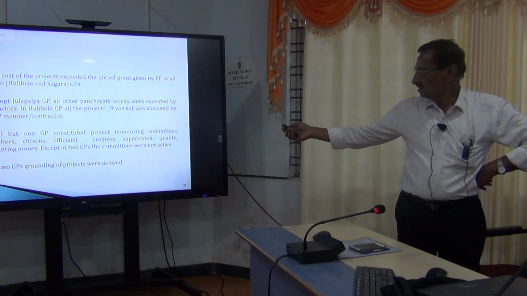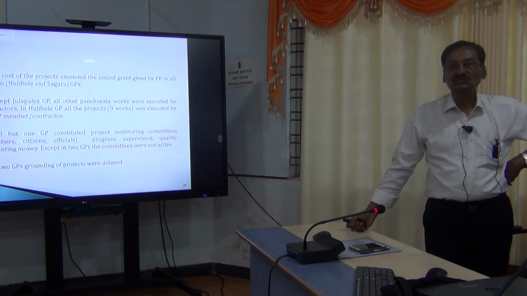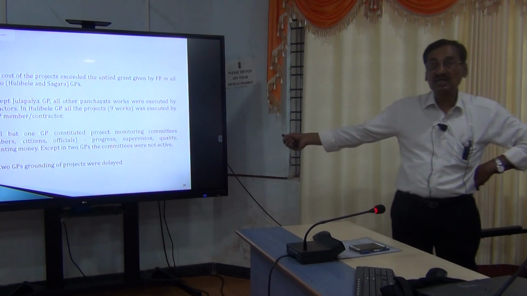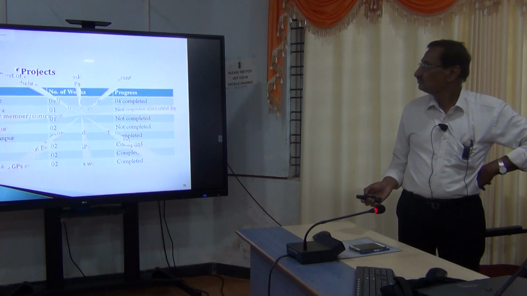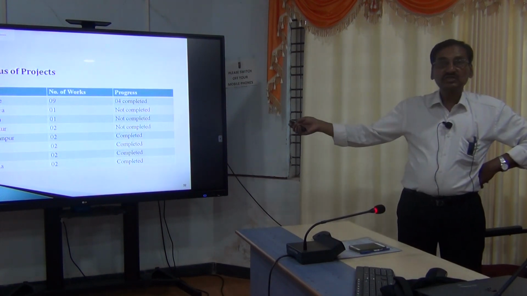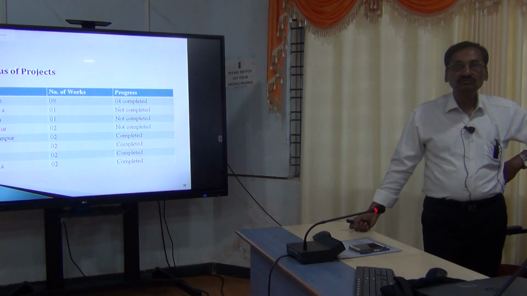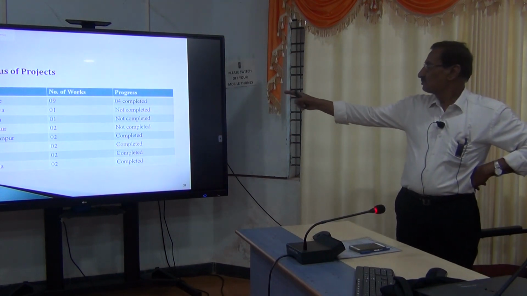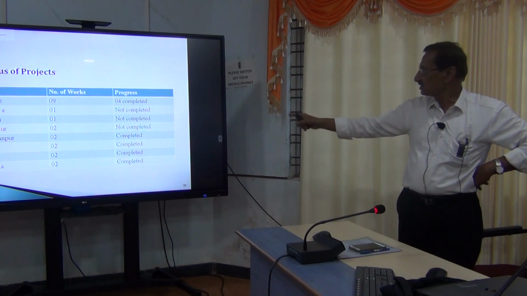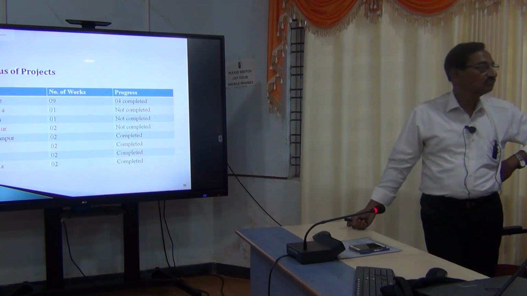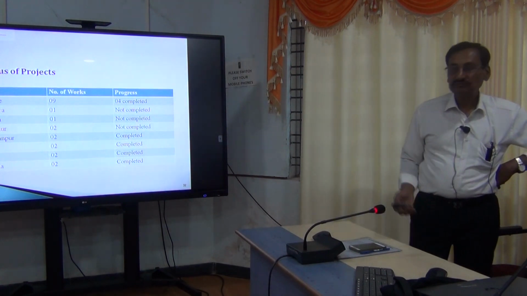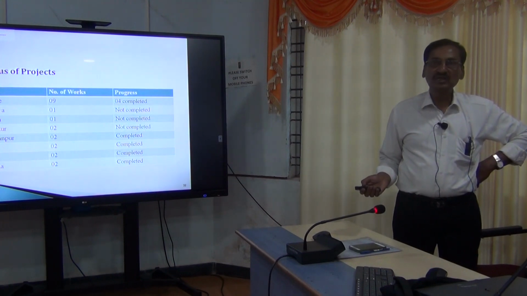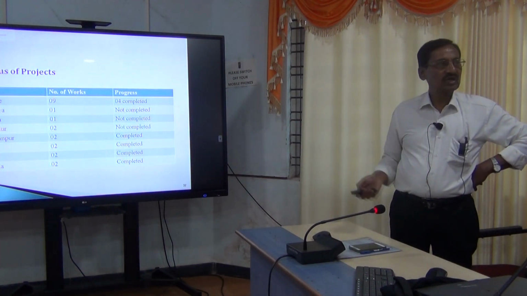In 2 Gram Panchayats, grounding of projects was delayed, not started on time. After releasing the grant, they should start, but a long delay was there in 2 Gram Panchayats. So this is the situation after 1 year of giving 7.5 lakh. Out of 9, only 4 Gram Panchayats completed. Time given was 1 year. Within 1 year, they have to spend 7.5 lakh and complete the projects, works.